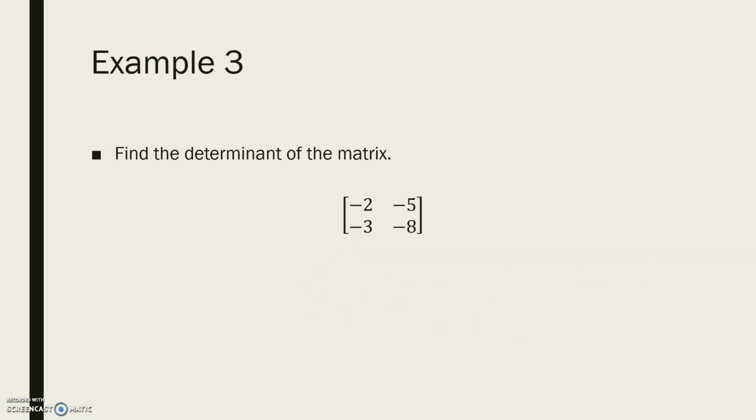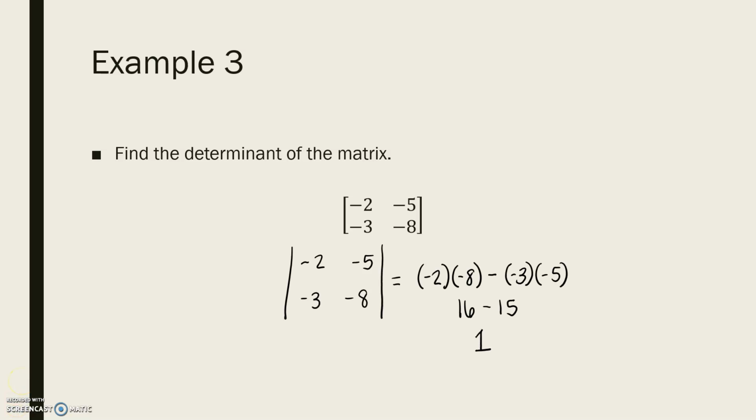Find the determinant of this matrix. So try this one on your own and then see what you get. All right, hopefully you got 1, because what I'm going to do is take the first two numbers and multiply them together, and that gives me 16, minus the opposite diagonal multiplied together, which is 15. So when I subtract those, I get 1. So that's finding the determinant.